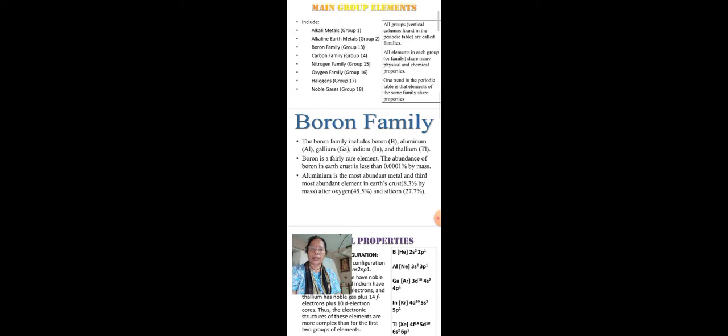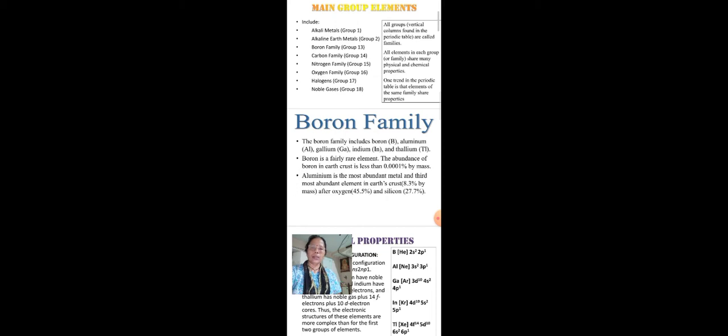Boron is a fairly rare element. The abundance of boron in the earth's crust is less than 0.0001% by mass. Aluminium is the most abundant metal and the third most abundant element in the earth's crust, at 8.3% by mass, after oxygen, which is 45.5%, and silicon, which is 27.7%.